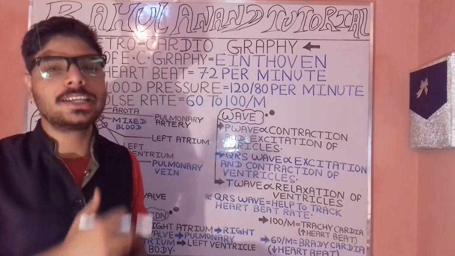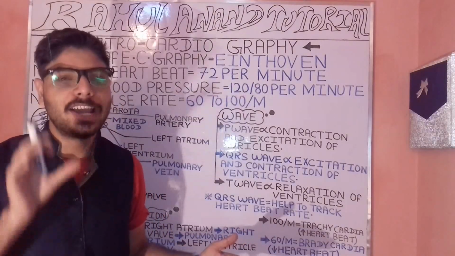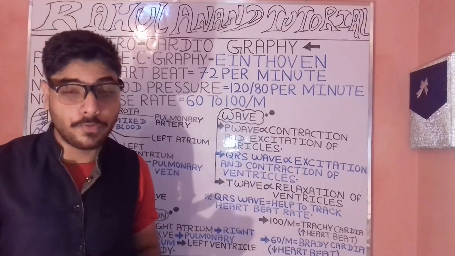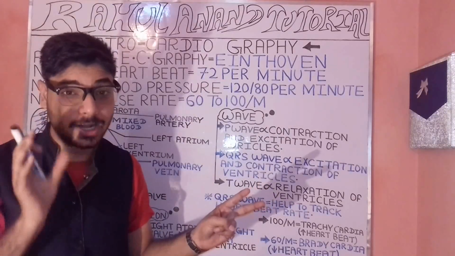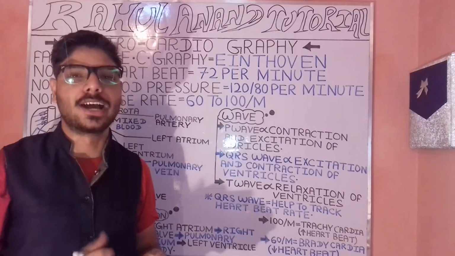When we are talking about the QRS wave, it often plays an important role in order to track the heartbeat rate. Often, when we are talking about the heartbeat rate, you are having the increased heartbeat rate as well as the decreased heartbeat rate.